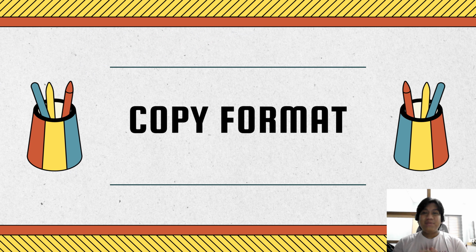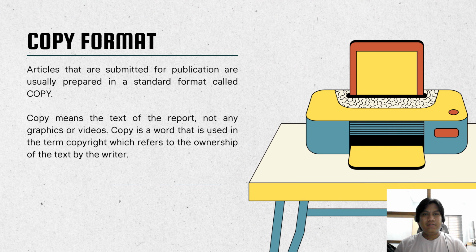All right. So now we are done discussing the parts of a news story. So we are now going to the last item of my report, which is the copy format. So what is a copy format? Articles that are submitted for publication are usually prepared in a standard format called copy. Copy means the text of the report, not any graphics or videos. Copy is a word that is used in the term copyright, which refers to the ownership of the text by the writer.